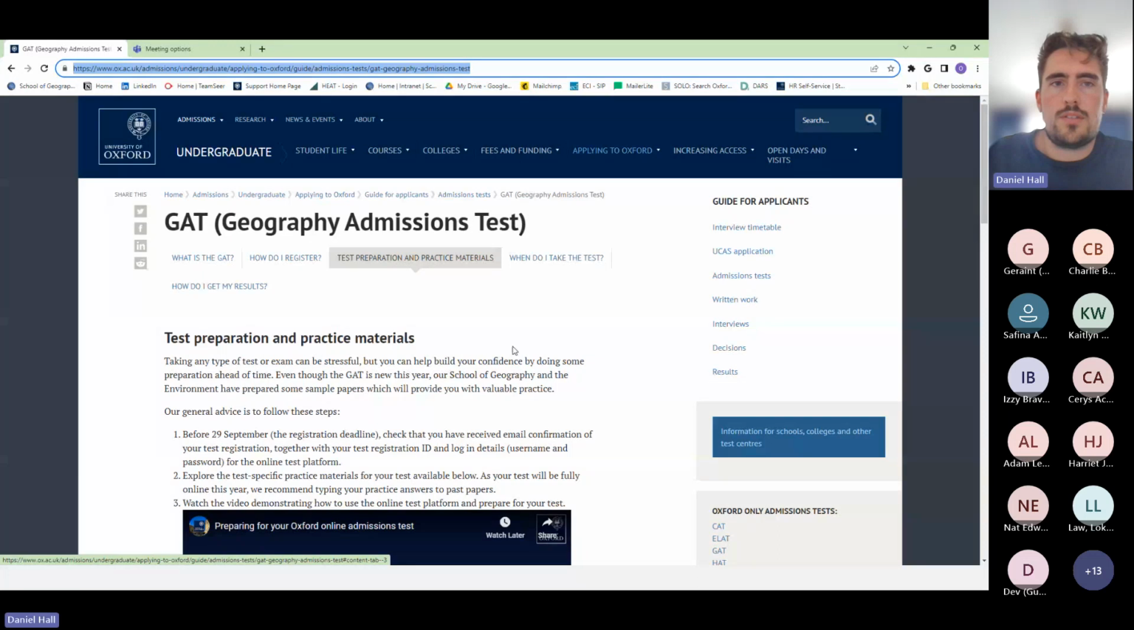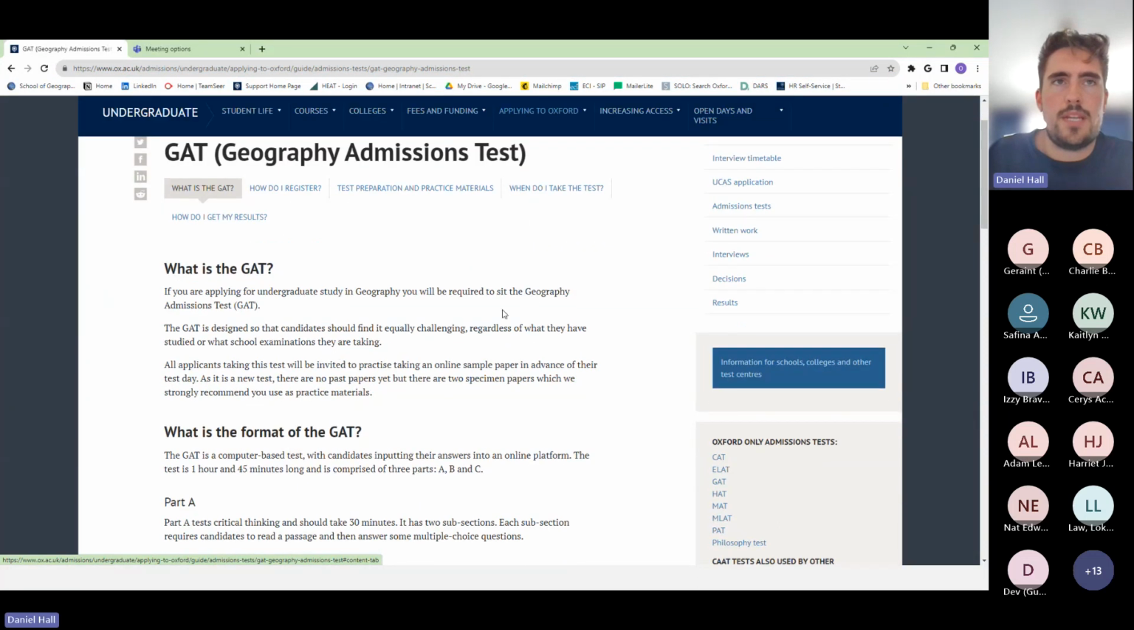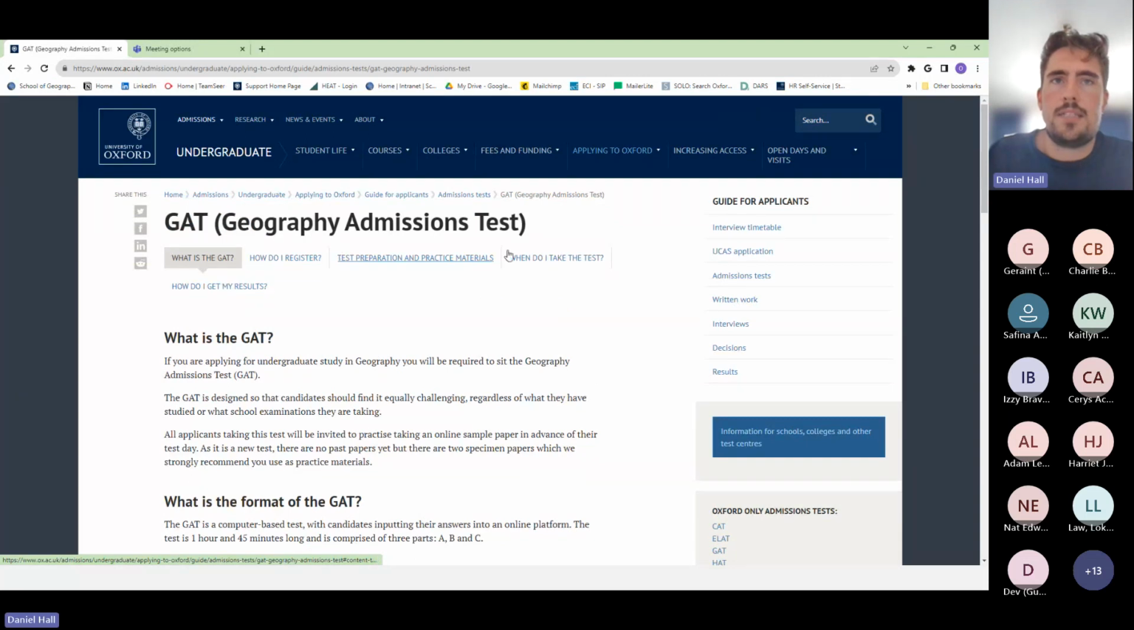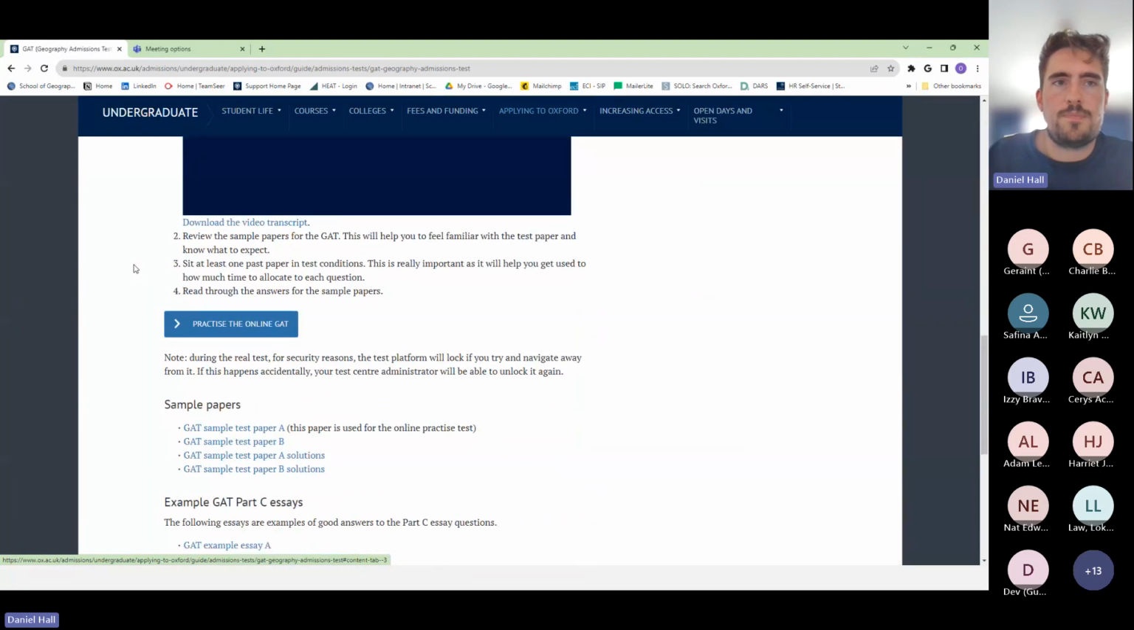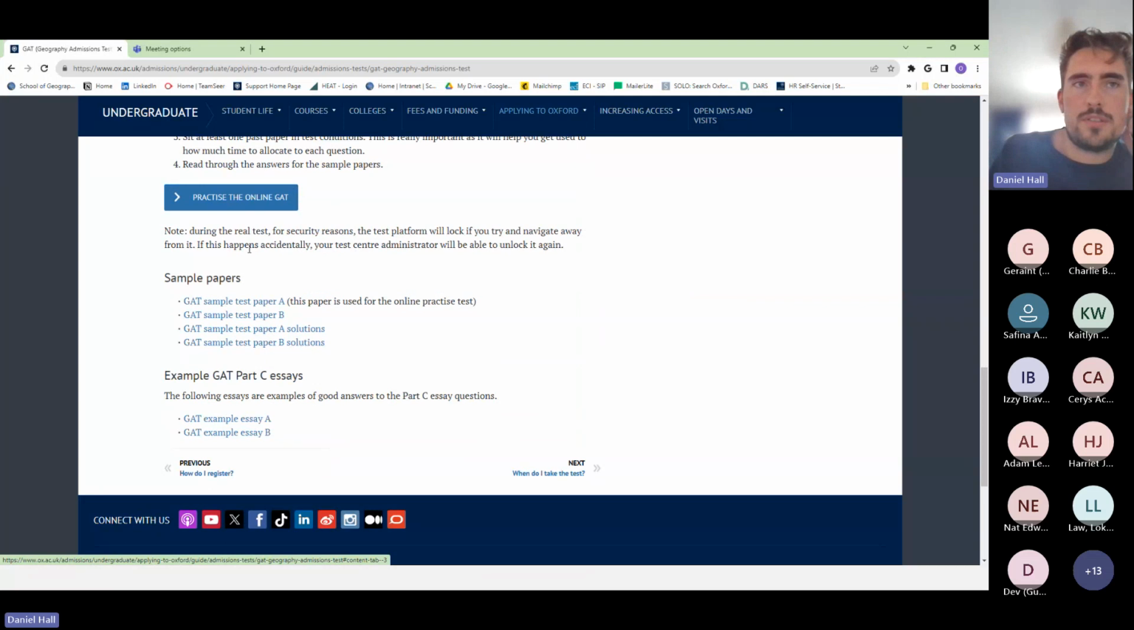I'll just share my screen again quickly to show you. When you're on the website, you'll land on this page, and there's a tab that says test preparation and practice materials. Go on that. We're just going to scroll down, and under sample papers, I want you to open up the GAT sample test paper B. It'll be a PDF document.